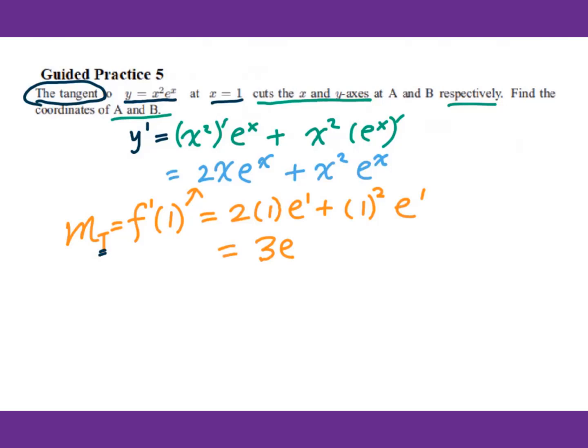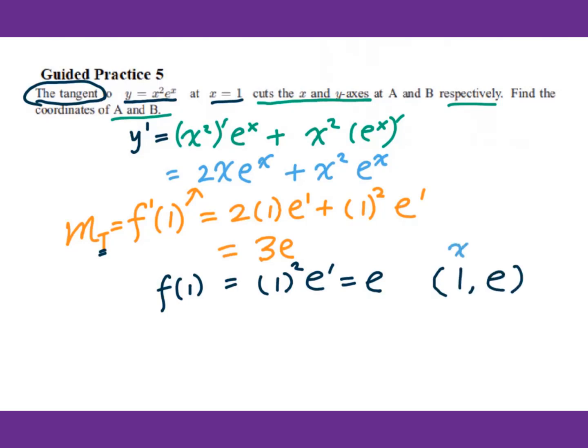You got the slope, and we need (x1, y1). So f of 1 gives you 1 squared e to the first power, which equals e. That means (1, e) will be (x1, y1), so that we can write down the equation of the tangent line. That is y minus e equals 3e times (x minus 1).